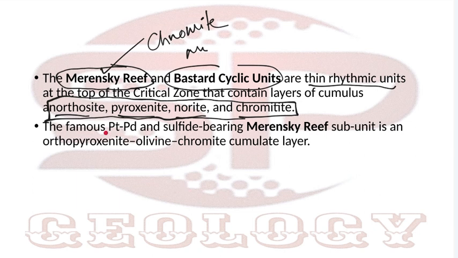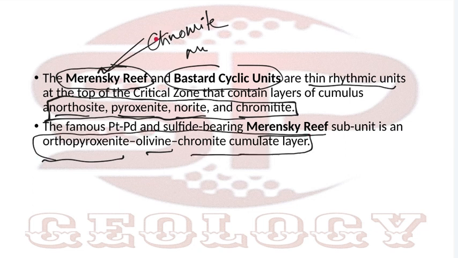The famous PGE, platinum palladium deposit, and the sulfide-bearing Merensky Reef subunit is an orthopyroxenite, olivine and chromite cumulate layer. So the Merensky Reef has orthopyroxenite, olivine, chromite cumulate layer, and inside it the Bastard cyclic unit has anorthosite, pyroxenite, norite and chromite. This is something to be studied.